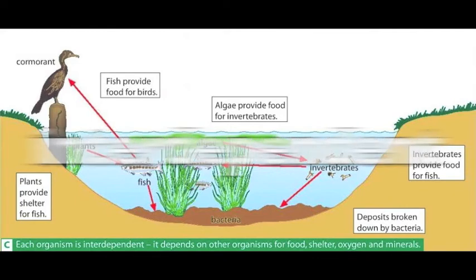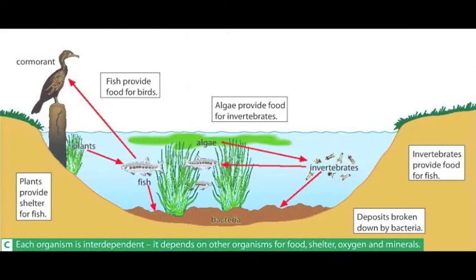Plants provide oxygen for other organisms and can also provide shelter for some. When organisms die, the minerals they contain are released so that other organisms can use them.